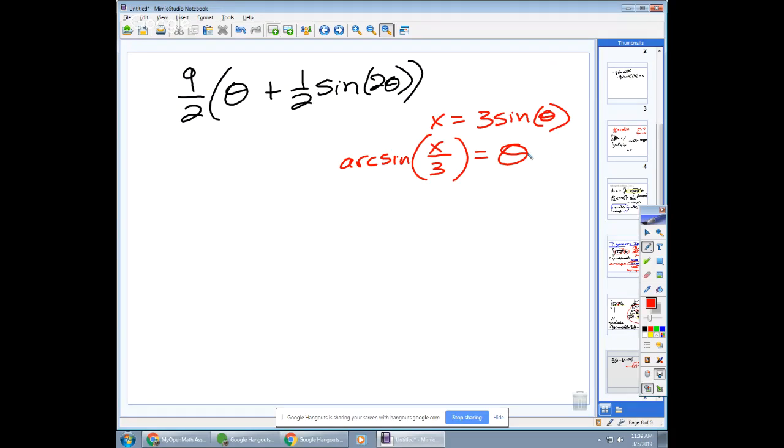Now, I have a slight problem. I can tell you what the sine of theta is, but I'm not sure what the sine of 2 theta is, but that's a double angle. What's the double angle formula for the sine? Correct. It's 2 sine theta cosine theta.